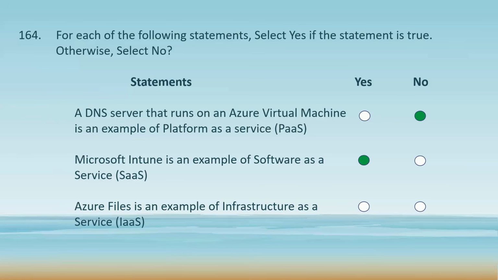The next statement is, Azure Files is an example of infrastructure as a service. No, this statement is incorrect. Azure Files is not an example of infrastructure as a service, but rather a specific service offered by Microsoft Azure that falls under the category of platform as a service. Azure Files is a cloud-based file sharing service that allows you to create and manage file shares in the cloud. It provides a fully managed file storage solution that can be accessed from multiple virtual machines or services within Azure or even from an on-premise environment.